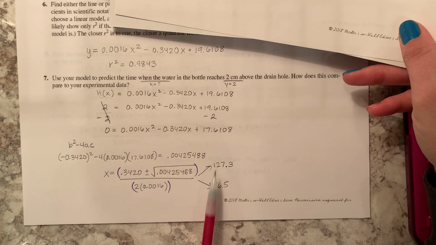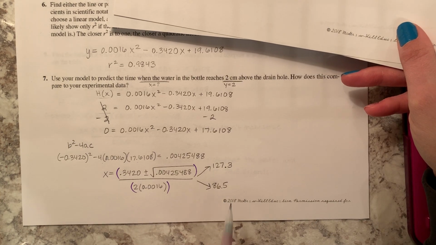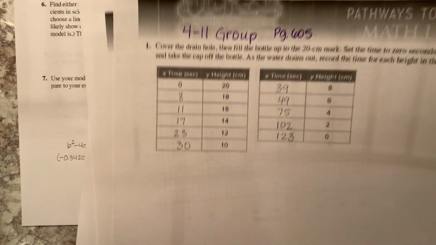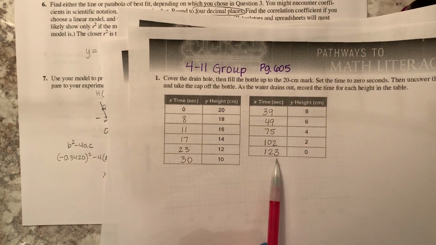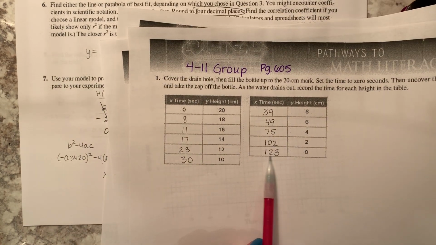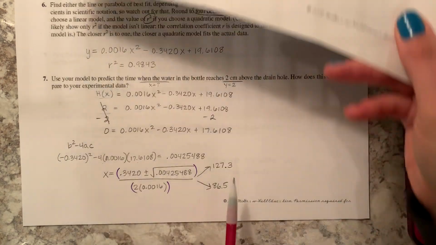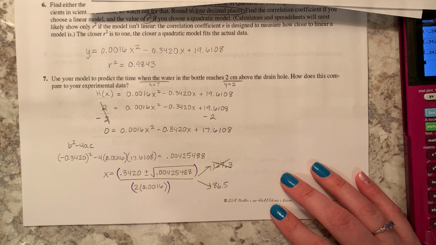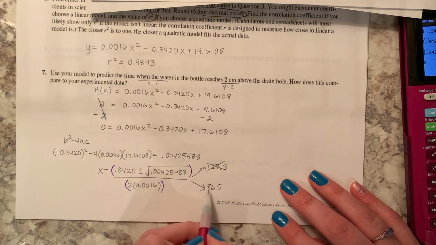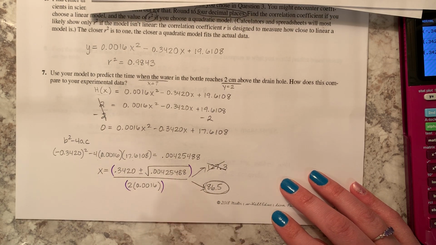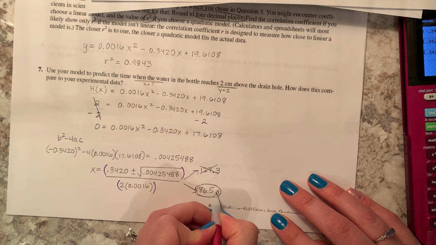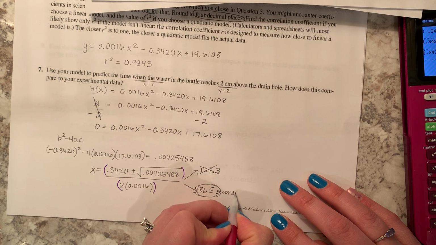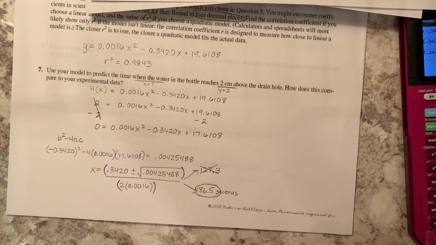And if we look at our choices here, this number is way too big. The end of our experiment ended at 123 seconds, so it wouldn't make sense for it to be past that. So this number doesn't make sense, and this is more appropriate. Let me just add some units. We do have seconds here as our units.